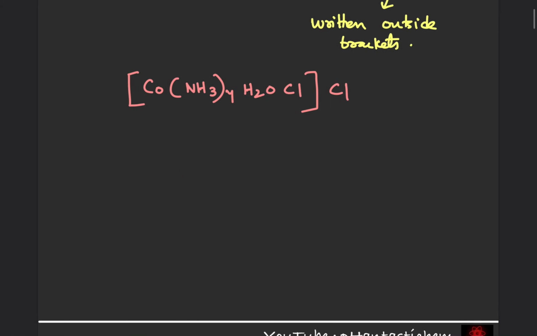Okay, within the coordination sphere or coordination entity, that is between these square brackets, the symbol of the metal atom is written first, that's why cobalt is written first, followed by the symbols or formulae of the ligands arranged alphabetically. Okay, that's why the order is amine first, then aqua, then chloro or chlorido. Okay, this is alphabetical.